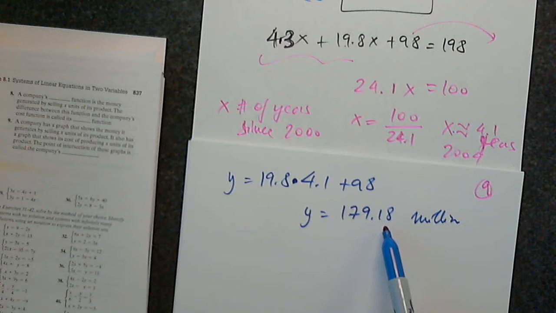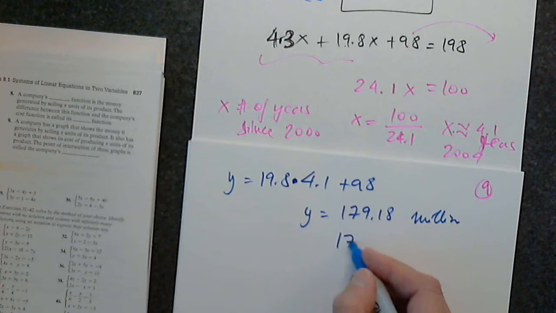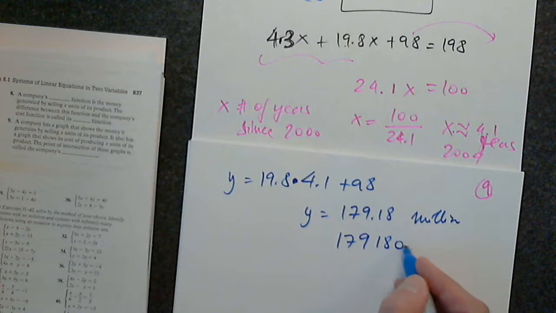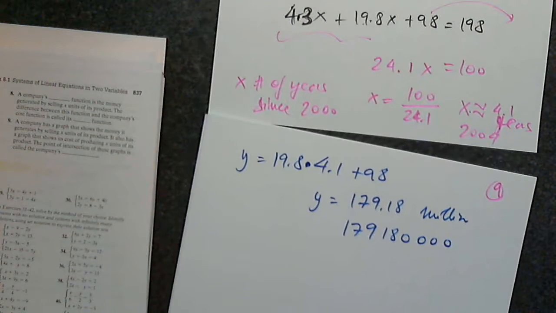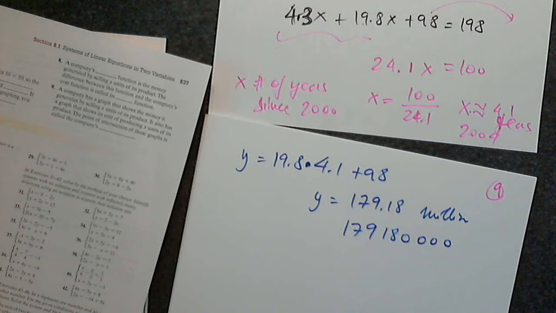So round it to the 10th, what would you say? Because this is like 179.180000. And it tells us to round to the nearest 10 million. 180. 180 million.